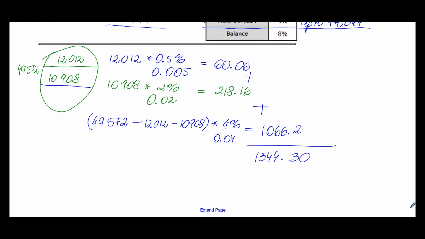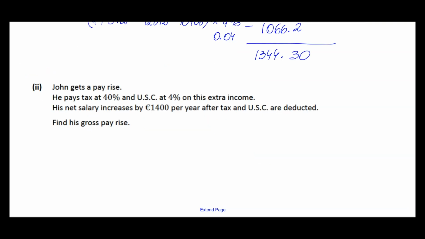Now let's look at the next part of this question, which is a little bit more difficult. Let's see. John gets a pay rise. He pays tax at 40% and USC at 4% on this extra income. His net salary increased by 1,400 per year after tax and USC are deducted. Find his gross pay rise. So this is about the pay rise. So let's analyze that. So he has a pay rise. So let's write pay rise.